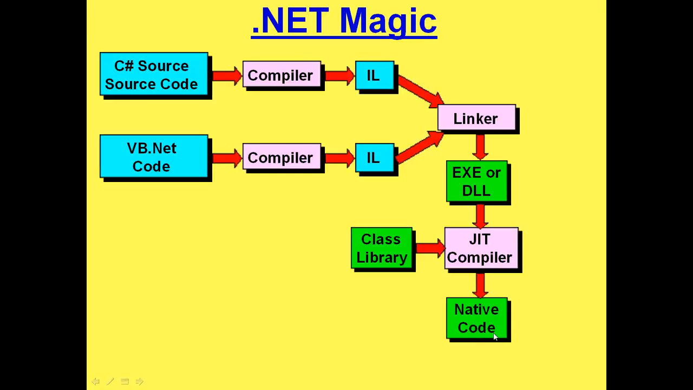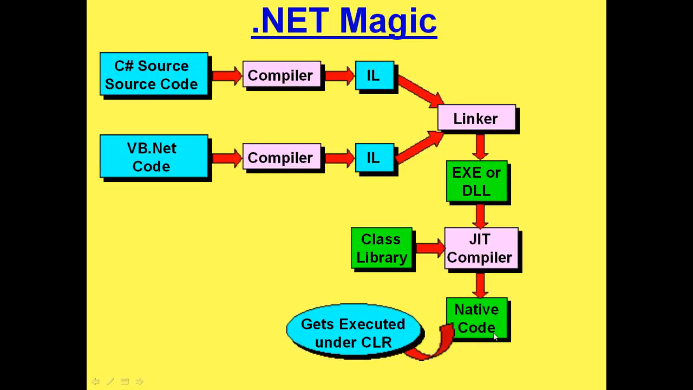What is native code actually? Native code is the code that will get executed under the common language runtime. So either you are writing C#.NET code or VB.NET code, ultimately you will get the native code, and native code will get executed under the common language runtime. Clear?